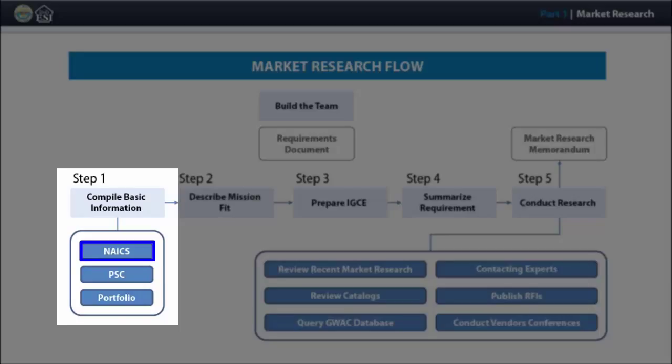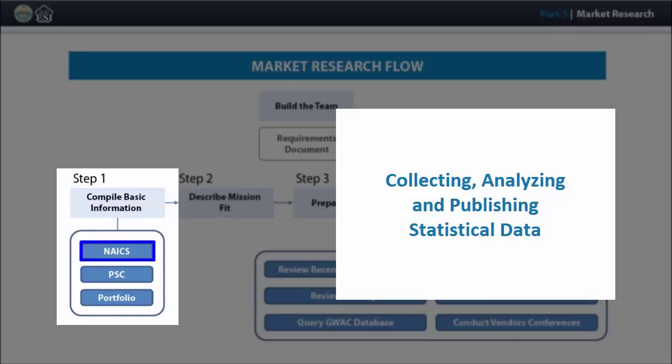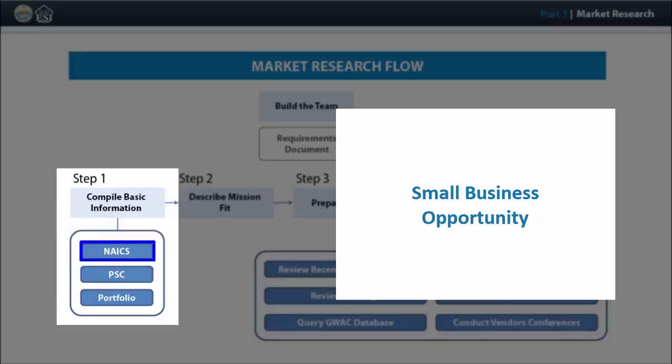This classifies business establishments for the purpose of collecting, analyzing, and publishing statistical data related to the U.S. economy. Your Small Business Administration Procurement Center representative or Office of Small Business Programs use the NAICS code to advise on the extent of small business opportunity in your requirement.